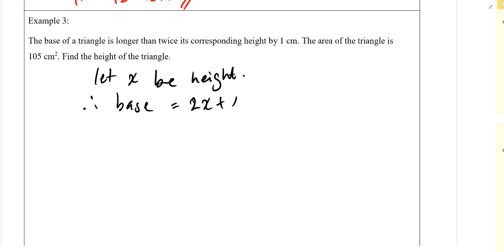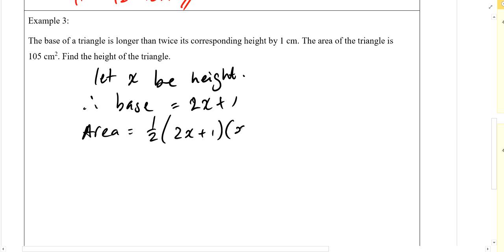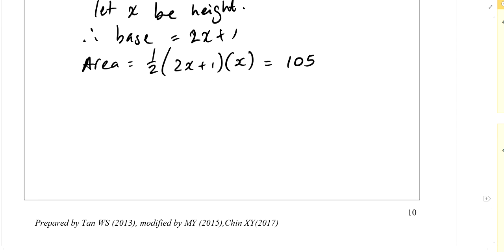Okay, now we want to write down the equation for the area. Area equals half times the base, 2x plus 1, times the height, which is x. And this is supposed to be 105. So now we need to solve this equation to find x. Same thing, step 1, step 2, step 3, eventually we will rearrange such that the right hand side equals 0. So do the steps in between.